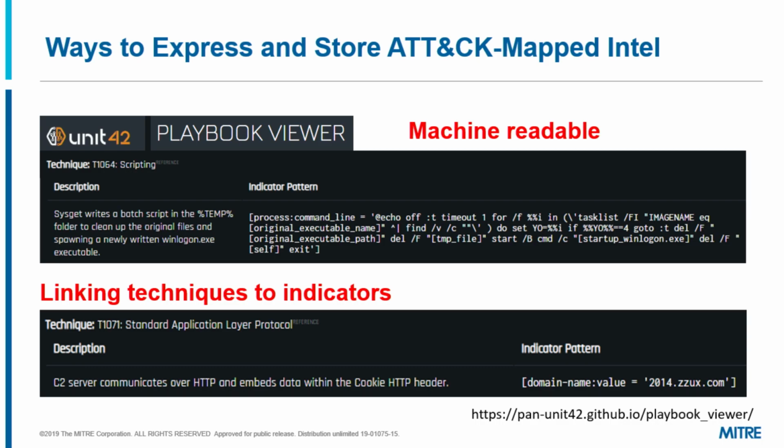The other thing that Unit 42 does is they sometimes link those atomic indicators to techniques. So in this example, the technique is standard application layer protocol, but maybe it's relevant to know that a certain domain name was used along with that protocol. So the Unit 42 team has tied that domain to that technique.